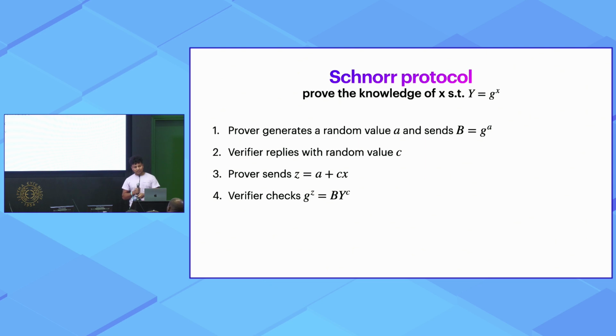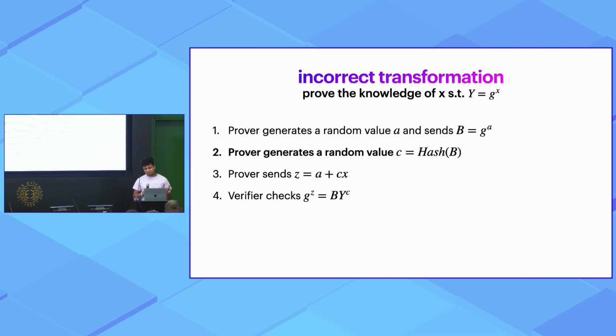Now we can convert this into a non-interactive version, and we can do this by, let's say, an incorrect transformation first, which is, the step where the prover waits for the verifier for the random value, he can just generate it locally by using this random oracle. So it just asks the random oracle, here is my b. So with the b, and for now it's just a hash function, you get the random value c.